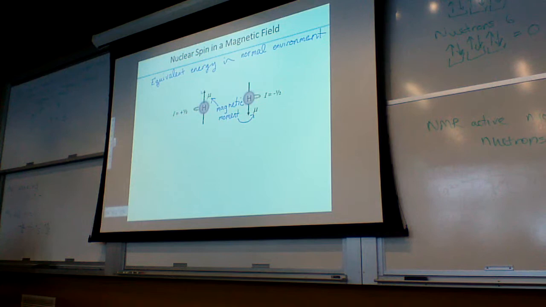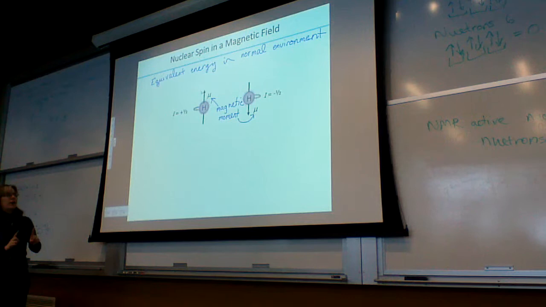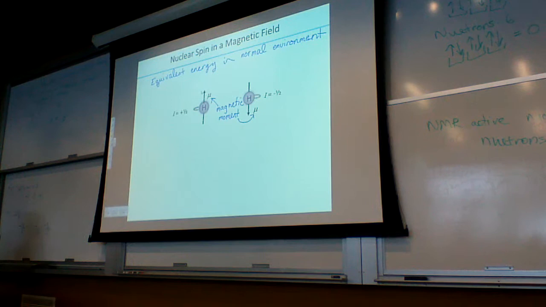Because these have magnetic moments, they are going to interact with a magnetic field in different ways. So if we apply a magnetic field, which we're going to label as B sub zero, all of a sudden these two spin states are not the same in energy. We'll get into the energy diagram on the next slide, but this is just to show you that the two spin states outside of a magnetic field are equal in energy. When we put them in a magnetic field, they're going to be different in energy.